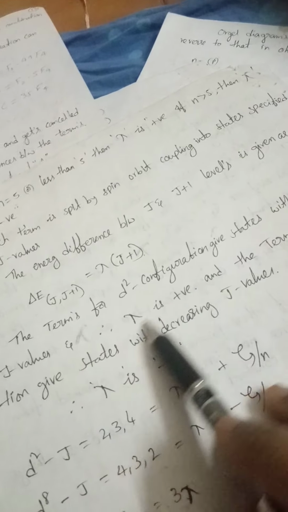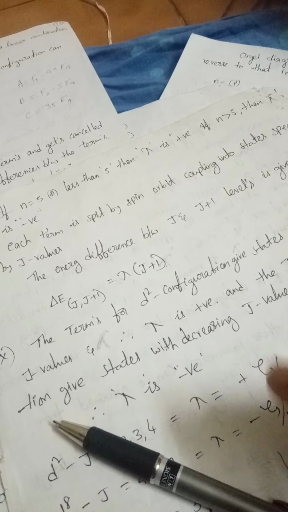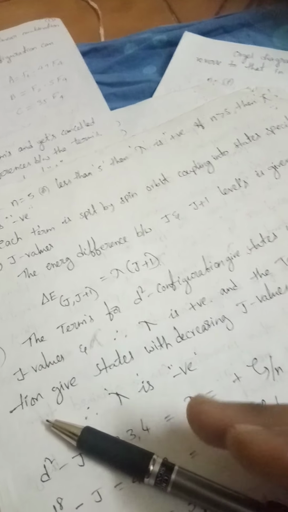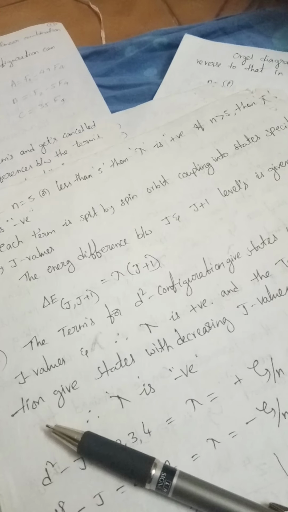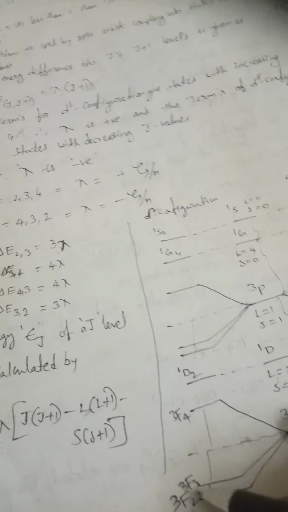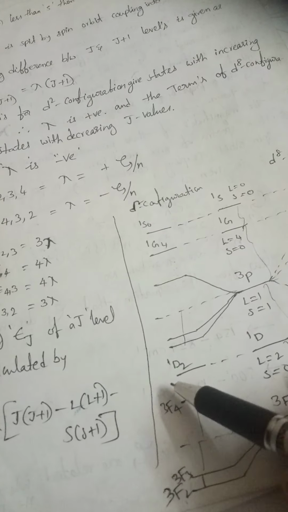The terms for the d2 configuration state increasing J value. Already you know the d2 is less than half filled, so the least J value is the ground state. It is nothing but triplet F2 as the ground state, next is triplet F3 and triplet F4. So for example, it is J, then J plus 1, J plus 2, and so on.